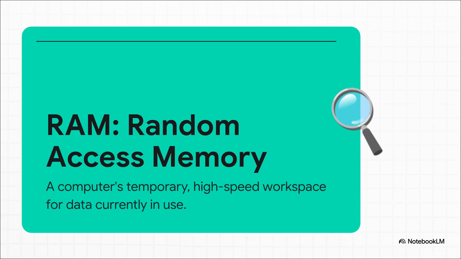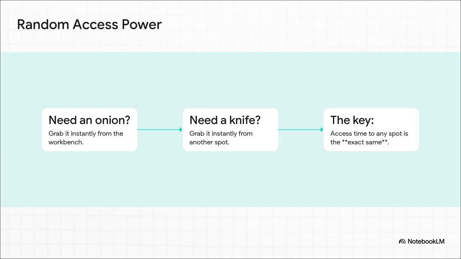And yeah, the memory part is pretty straightforward. It just means it holds data. But that random access part, oh, that's where the magic really happens. That's its superpower. So what does random access actually mean? It means our chef, our CPU, can grab any ingredient from any spot on his workbench, and it takes the exact same unbelievably short amount of time.